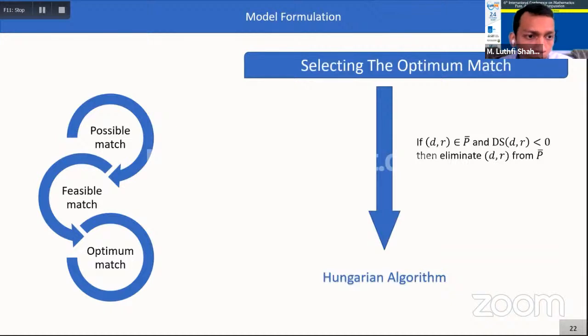The final step is to select the optimum match. The Hungarian algorithm is used in this step to generate the set of optimum matches, which consists of matches that result in the maximum total distance savings. Please note that before we run the Hungarian algorithm to determine driver-rider matches who are ready to do a ride-sharing trip, we should eliminate matches in the infeasible match set that have distance savings less than 0.